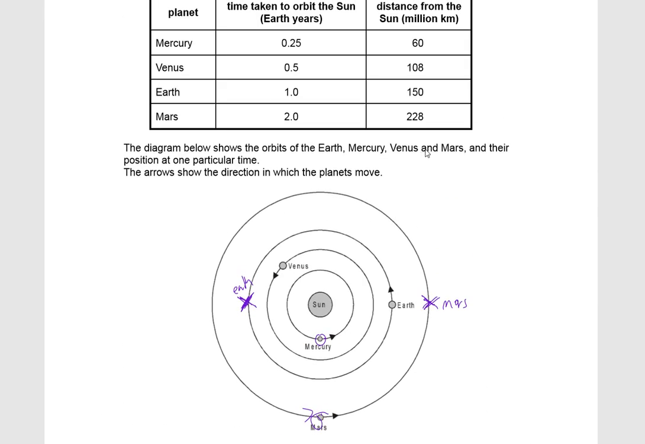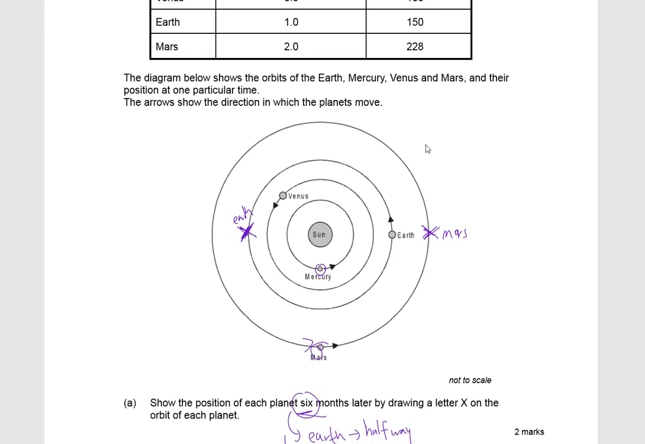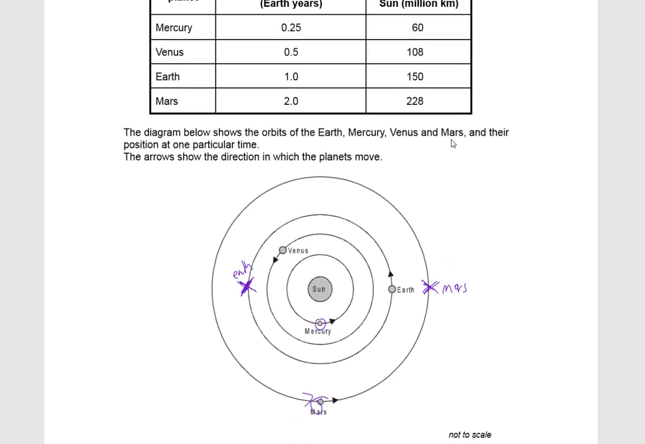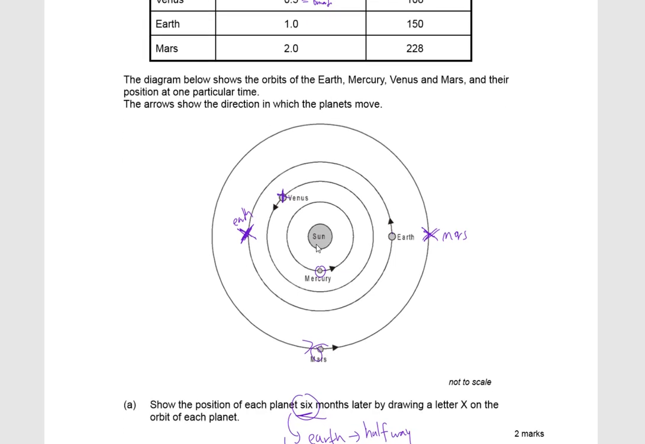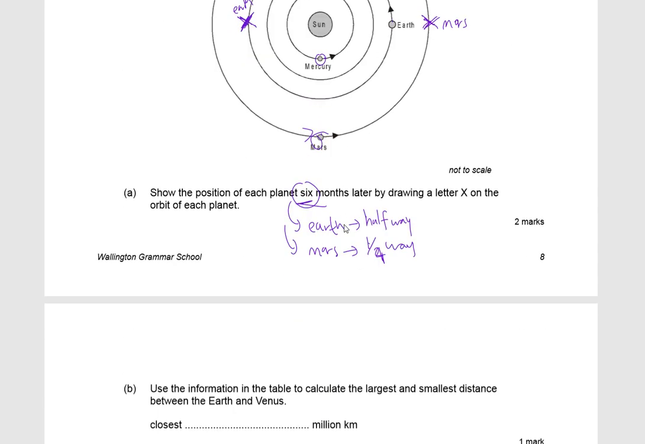Okay, let's do Venus. Venus, half a year. So this one here goes down 1. By the time it took 1, the Earth would have done 0.5. So 6 months is 0.5. So therefore Venus doesn't move at all. Venus will just be here, because 0.5 is 6 months in Earth years. So it would just be there where it is. Hopefully that makes sense.